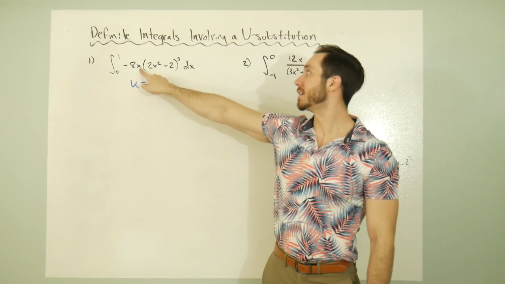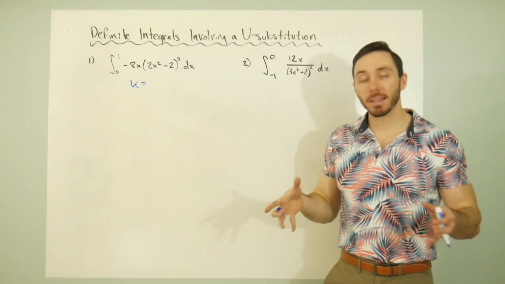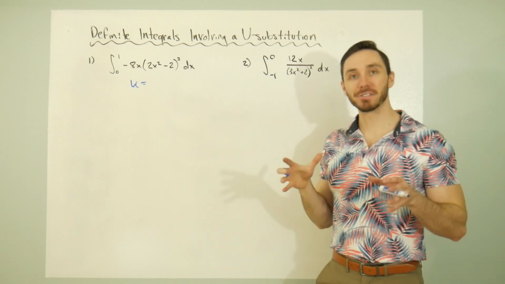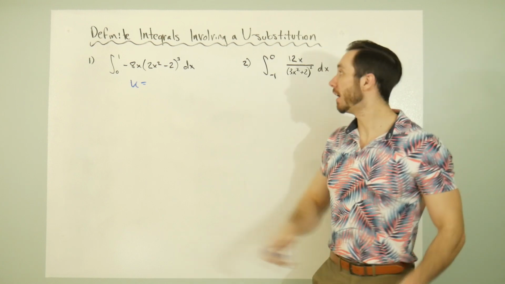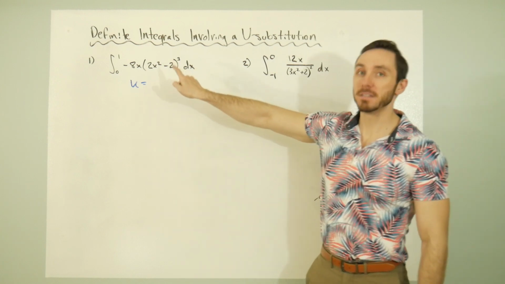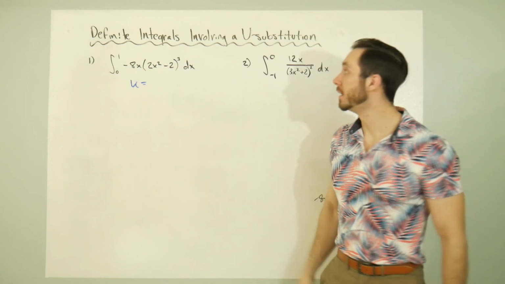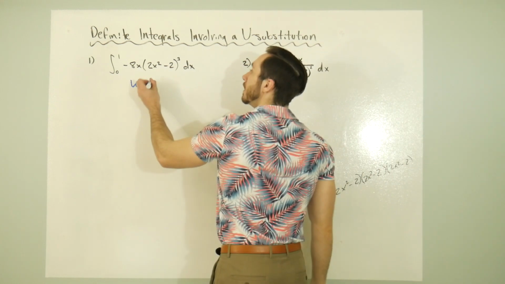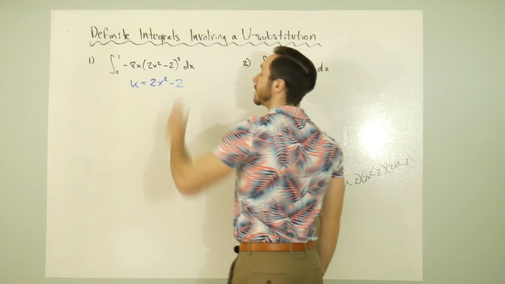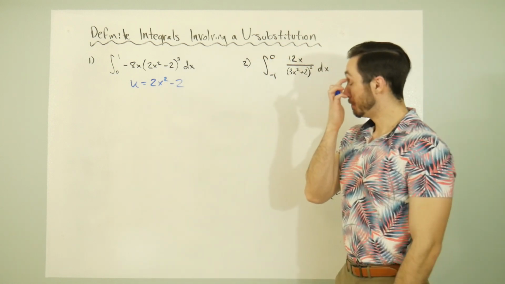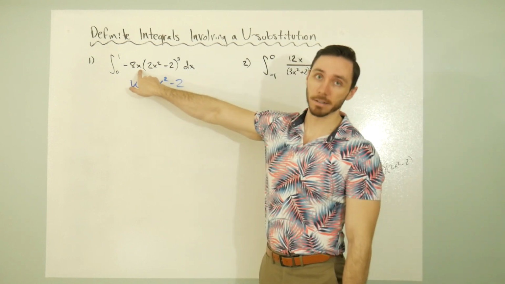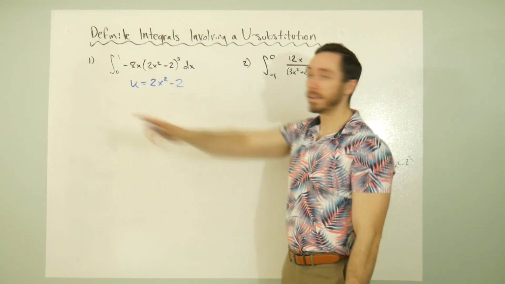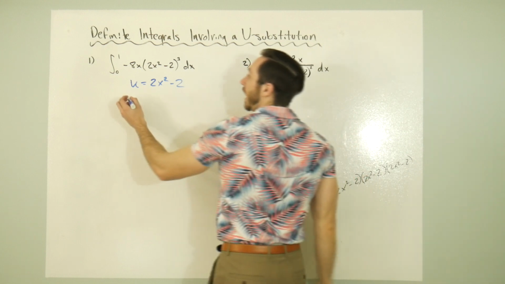My suggestion is whenever you have a big thing and there's some sort of function being applied to it, maybe it's a sine, maybe it's a natural log, maybe it's a cube, that's usually your best bet for your u. And in this case, it's going to be 2x squared minus 2. Okay, so how is that going to help me get rid of this x here, or this negative 8x? You'll see. Let's keep going here.